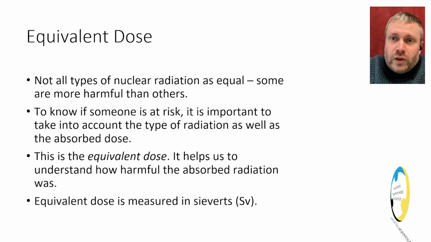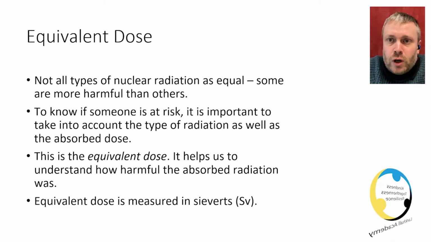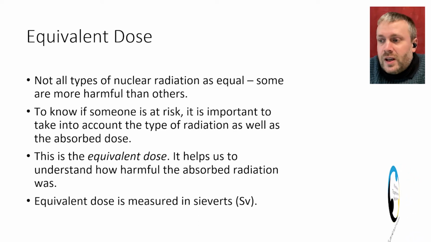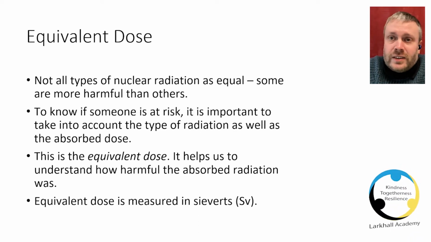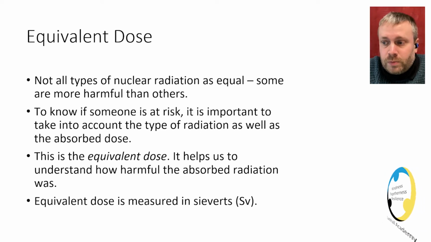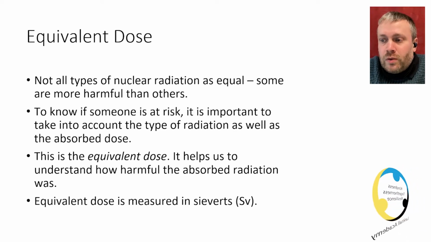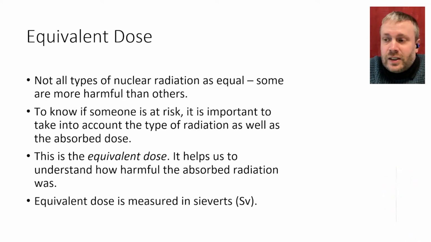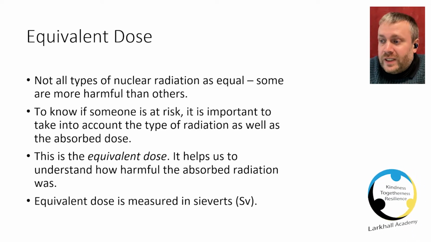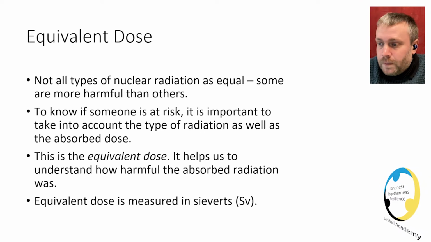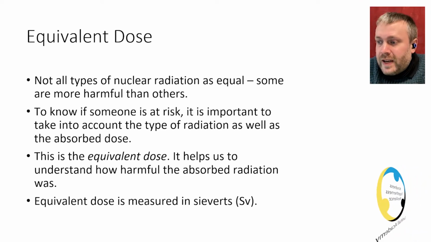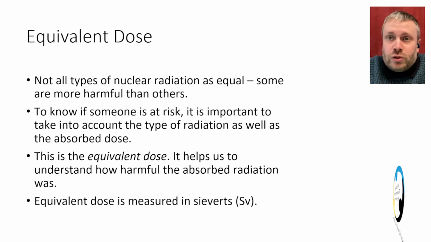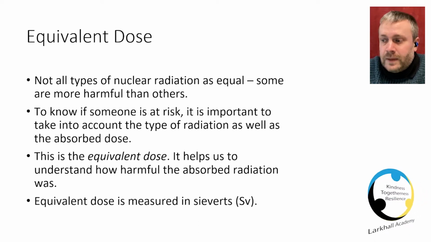So to know if someone's at risk, it's not enough just to know how much energy they've absorbed from whatever radiation they have absorbed. It's important also to take into account the type of radiation that they've absorbed. And this is where equivalent dose comes in, and that is essentially what equivalent dose is. It helps us to take into account what type of radiation has been absorbed. So equivalent dose is measured in units called sieverts, and that is abbreviated to capital S, small v.